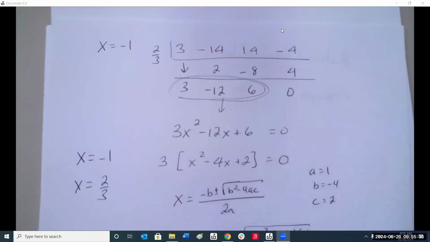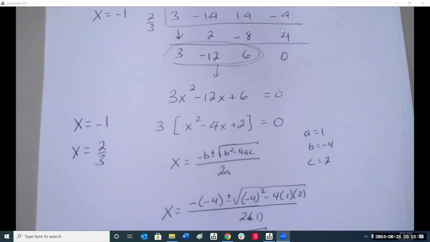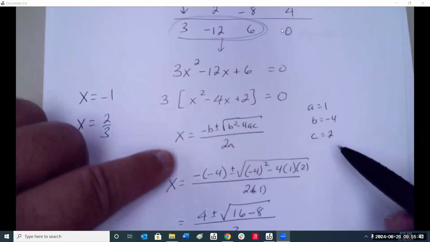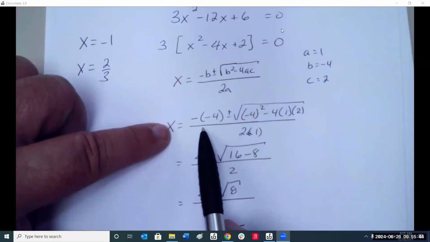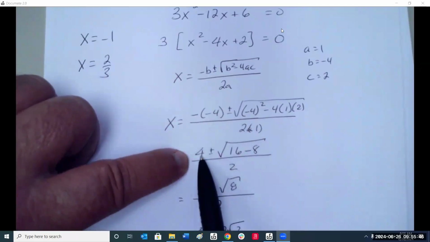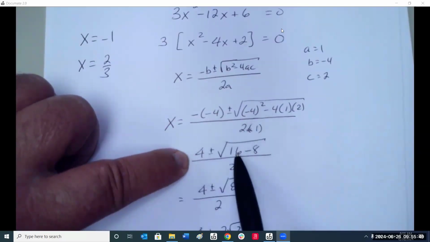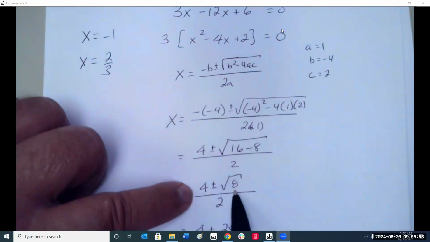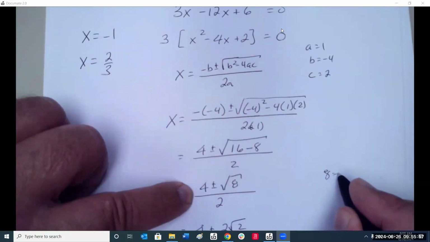Which we can solve using the quadratic formula. A is 1, B is -4 and C is 2. Plug those in there. Negative -4 is a positive 4. -4 squared is 16. 4 times 2 times 1 is 8. 16 minus 8. That becomes, remember, 8 is 2 times 2 times 2.